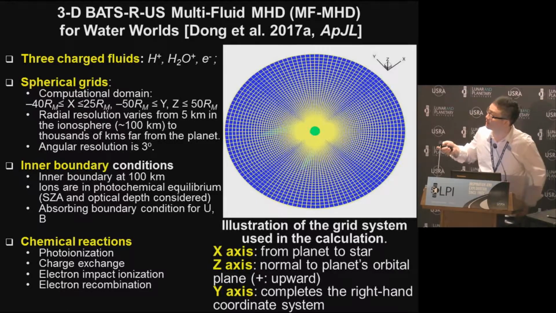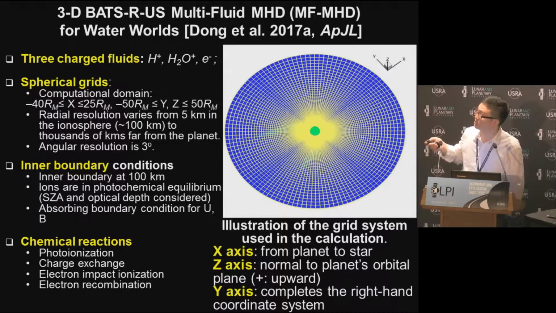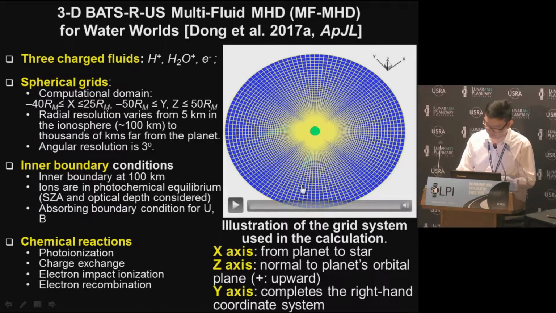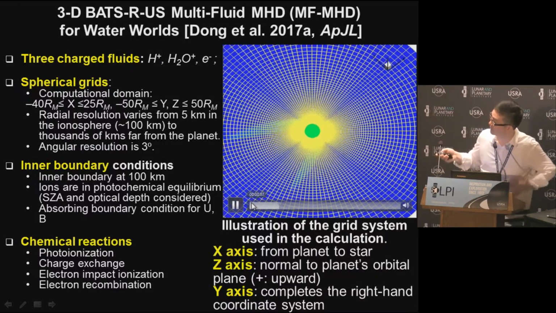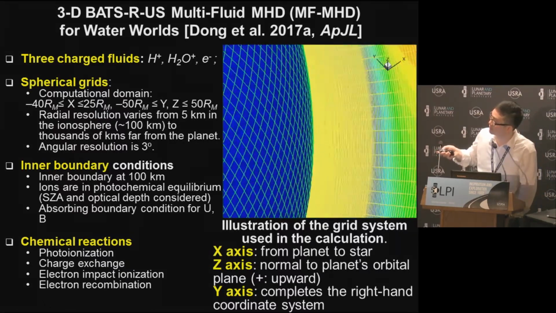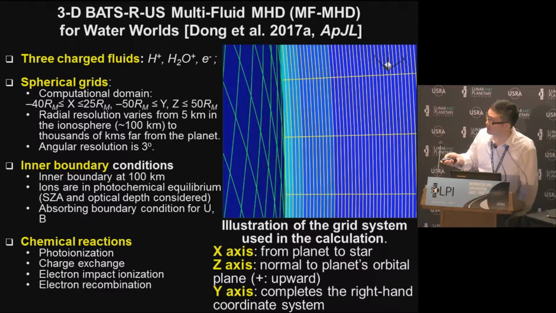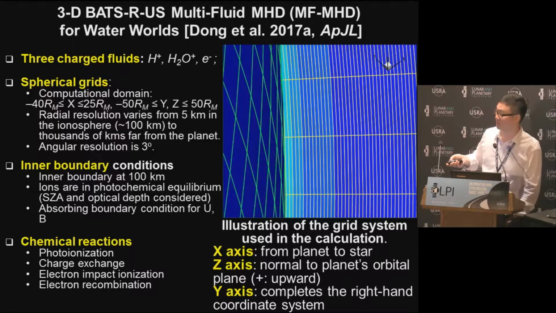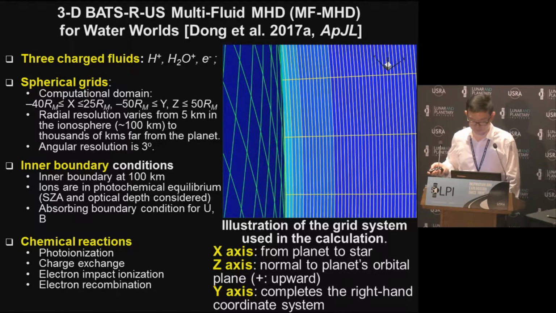The first model I use today is called the 3D BATS-R-US multi-fluid MHD model. We developed it recently for water worlds. We include the solar wind proton and water ion and electron. In order to capture the scale height variation in the thermosphere, we use highly adaptive mesh refinement. So the smallest resolution at the inner boundary is about 5 kilometers, and the inner boundary starts at 100 kilometers. And we include photoionization, charge exchange, electron impact ionization, and electron recombination.